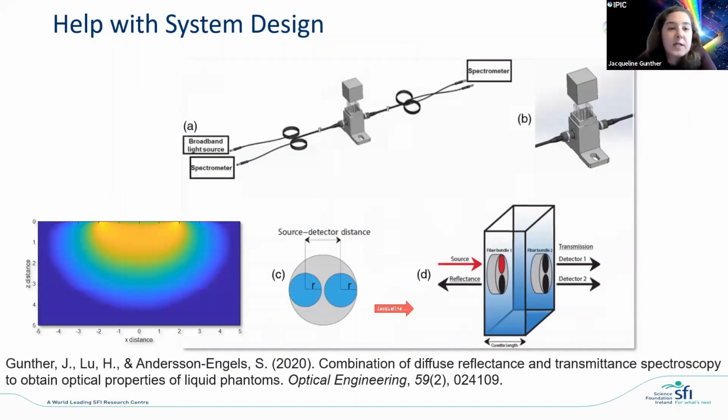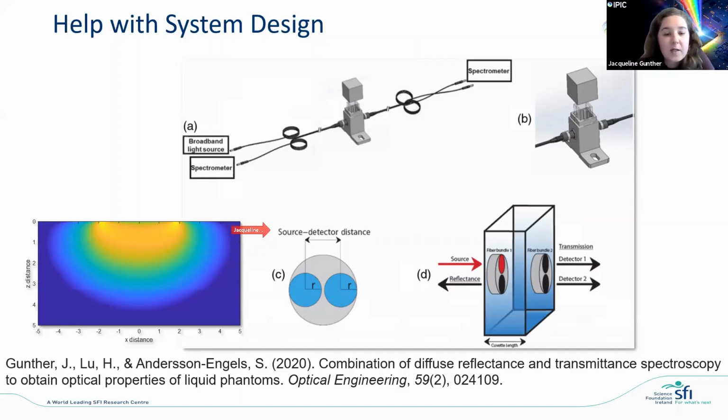Another thing that computer simulations can help us with is system design. So this is a system we designed in the lab. It's a little cuvette holder to hold a sample, and it will tell us our optical properties. But before we were able to create this system, we needed to know something very important. We needed to know the source detector distance of the fibers.